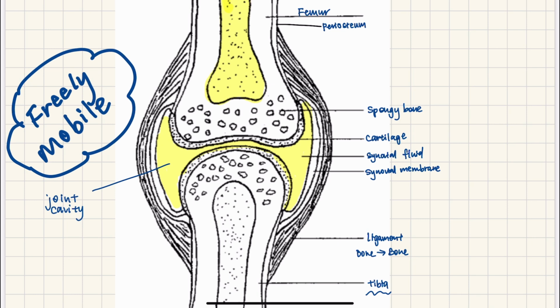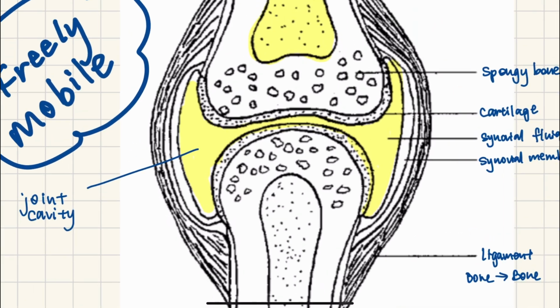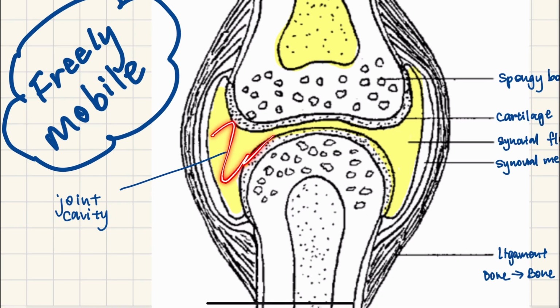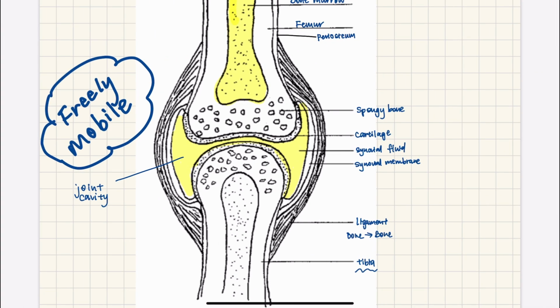Now let's talk about the synovial joint. A characteristic that makes the synovial joint unique to other joints is that it's freely mobile and also contains a joint cavity. The joint cavity is this yellow area over here, which makes it special compared to other joints. Now let's move on to labeling this diagram.